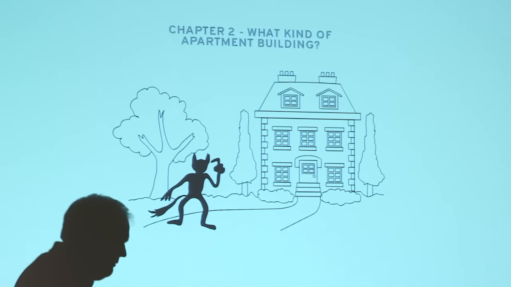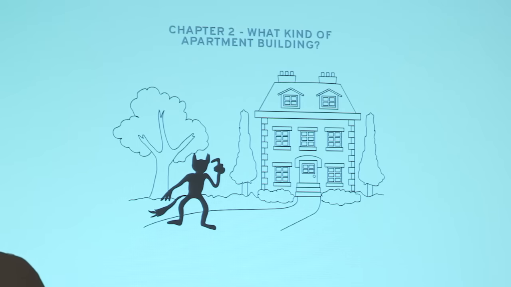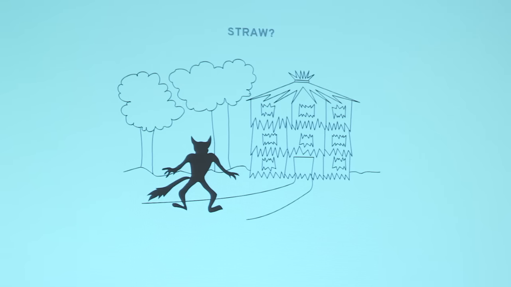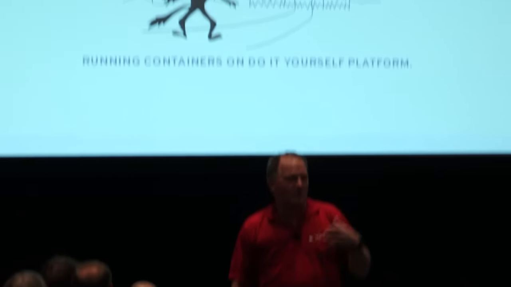Now that we've picked the apartment building for the pigs, you've got to think about what kind of apartment building you want to put your pigs in. And guess where we're going with the story, right? So what platform do you run your containers on? Who here wants to put the pigs in a house of straw? A house of straw is a self-built container host platform. You go out and create your own. All right, you don't care.